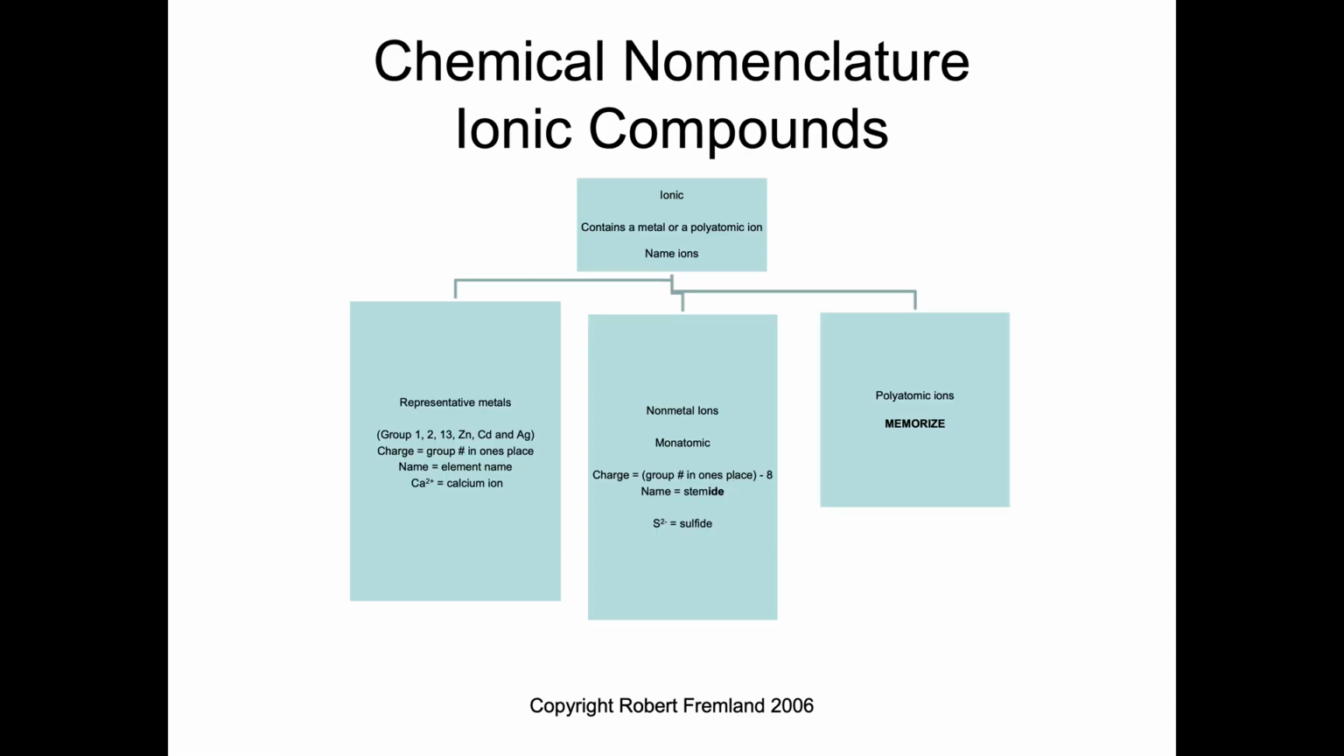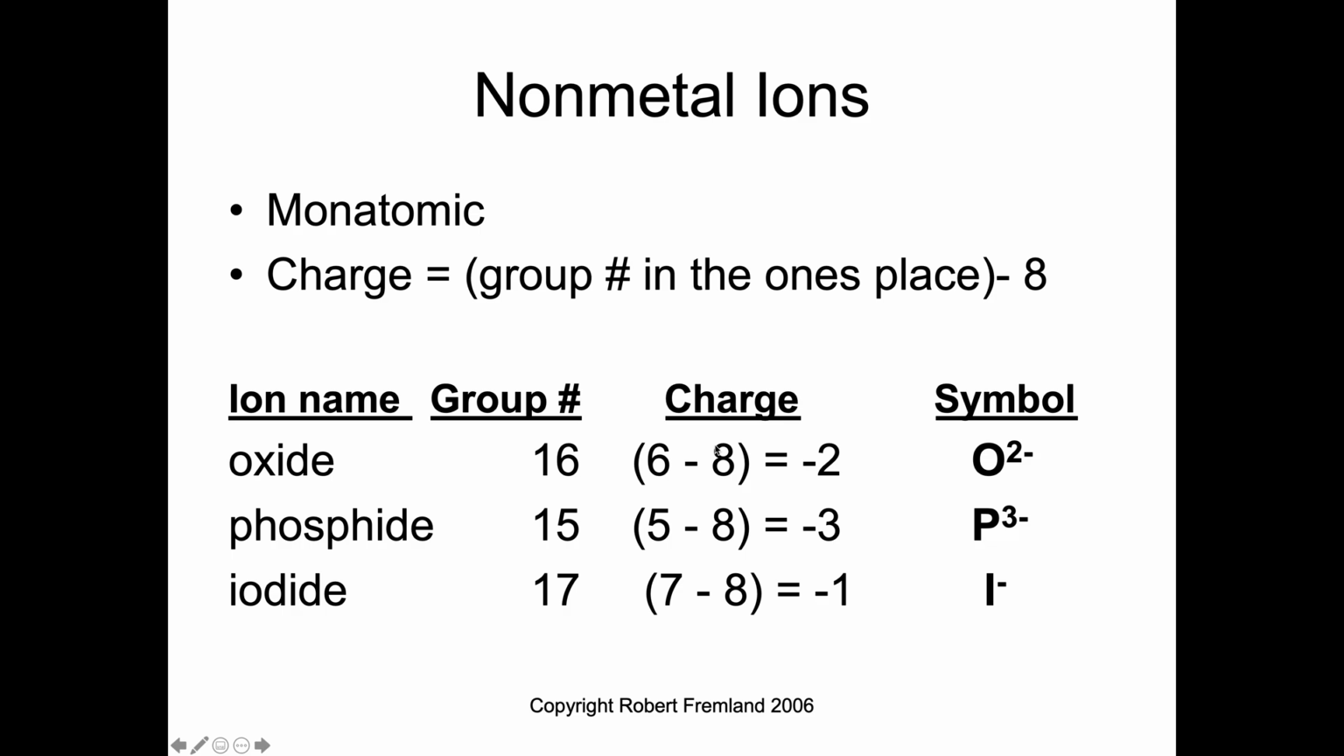So now, what about the nonmetal ions? We've done this as well. So the nonmetal ions, you can take the number in the ones place and subtract 8. First thing you have to do, though, is know that it's a nonmetal. Remember, nonmetals always have negative charges. So oxide is from oxygen. It's in group 16. It's a -2. Phosphide is from phosphorus. It's in group 15. It's a -3. Iodide is from iodine, which is in group 17.